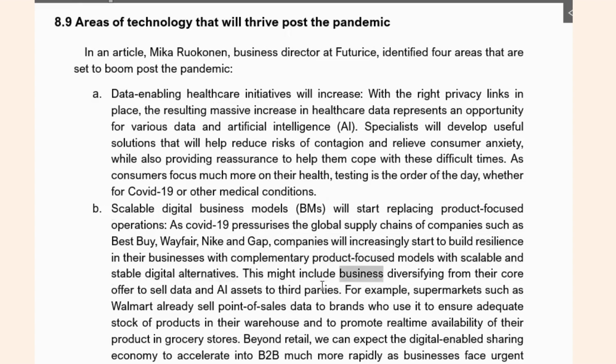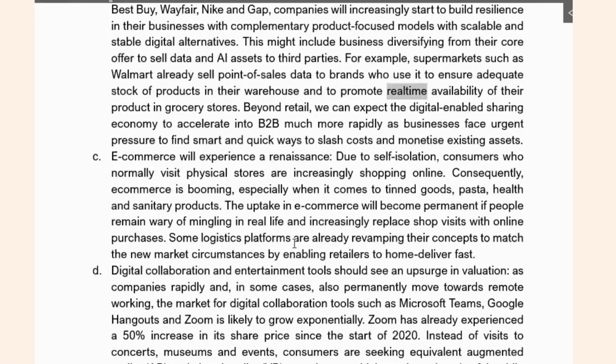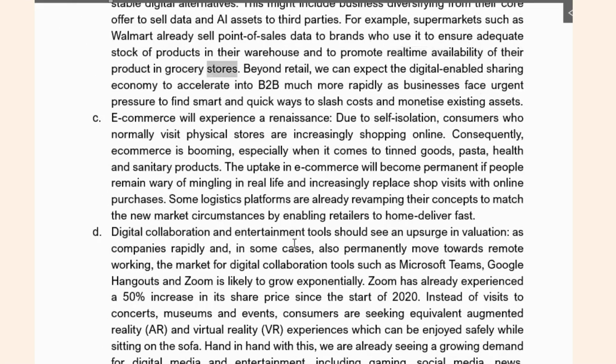This might include businesses diversifying from their core offer to sell data and AI assets to third parties. For example, supermarkets such as Walmart already sell point-of-sales data to brands who use it to ensure adequate stock of products in their warehouse and to promote real-time availability of their product in grocery stores. Beyond retail, we can expect the digital-enabled sharing economy to accelerate and go B2B much more rapidly as businesses face urgent pressure to find smart and quick ways to slash costs and monetize existing assets.